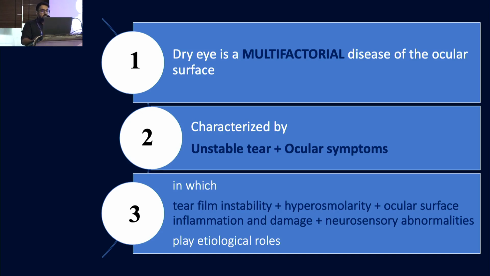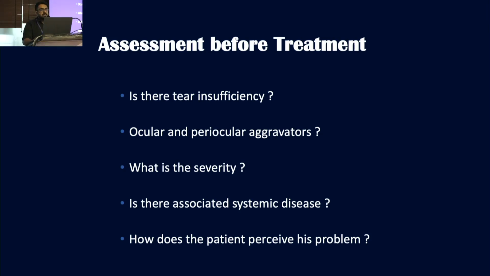So the etiological roles are played by tear film instability, hyperosmolarity, ocular surface inflammation, damage, and neurosensory abnormalities. Many a times when dry eye patients come, whatever it may be, what goes into our mind is that at the end of the day, you're going to give lubricants. You may add some immunomodulators, and you will also treat the lids and lashes. So that's what usually happens in our dry eye disease.